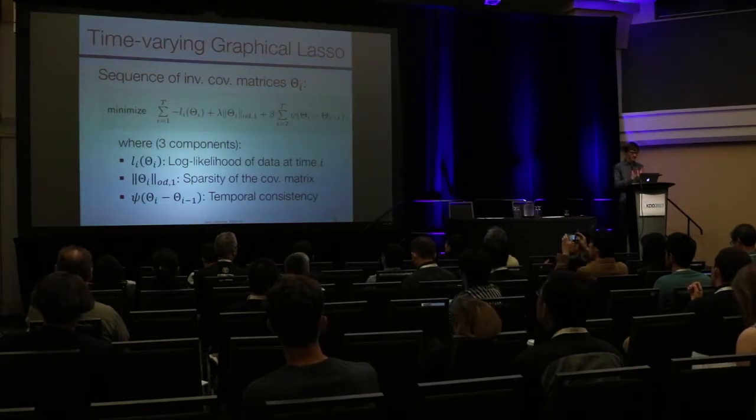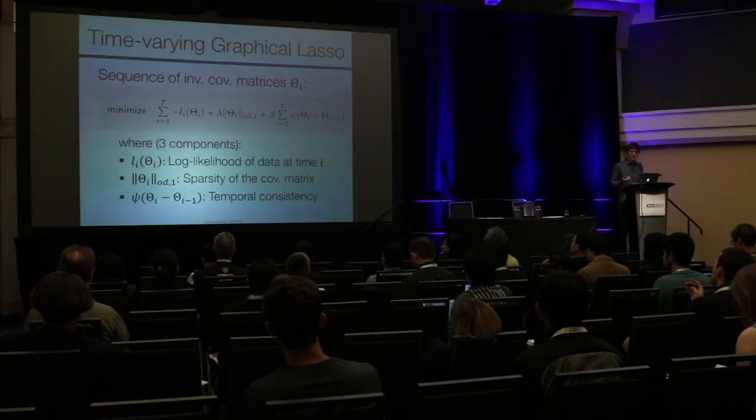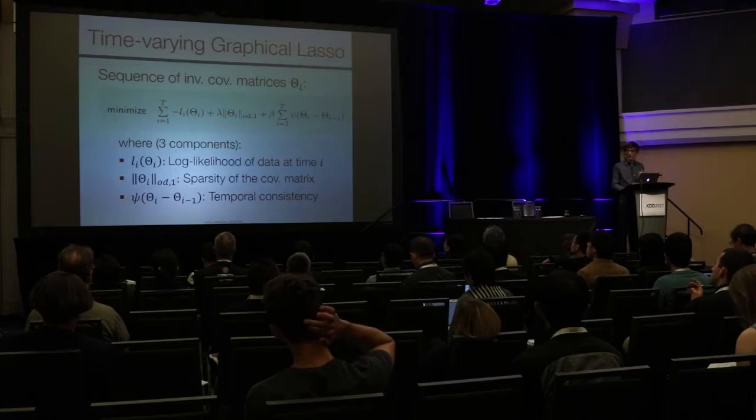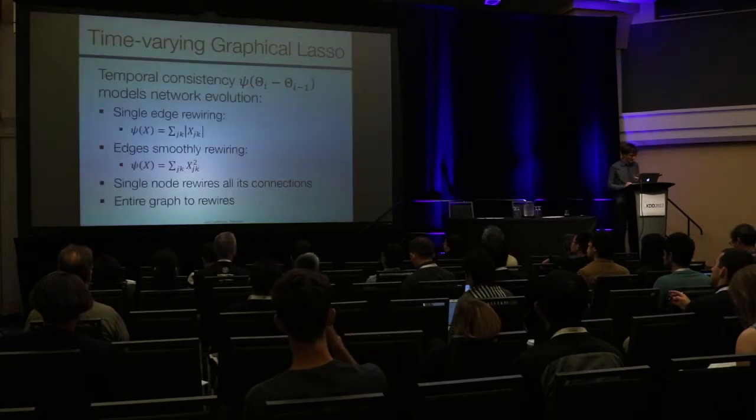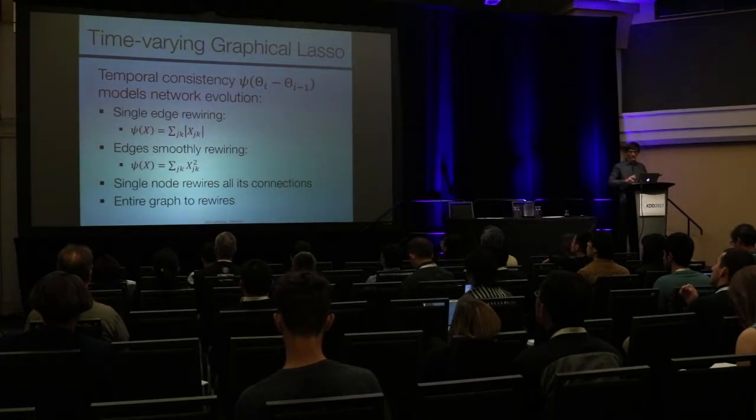The distance between the two adjacency matrices has to be small. Okay, so now what becomes interesting is what do I mean by this temporal consistency penalty? What kind of penalties can I choose? And what becomes interesting is that you can choose different penalties depending on what is your belief or what is your hypothesis about the evolution of this network.